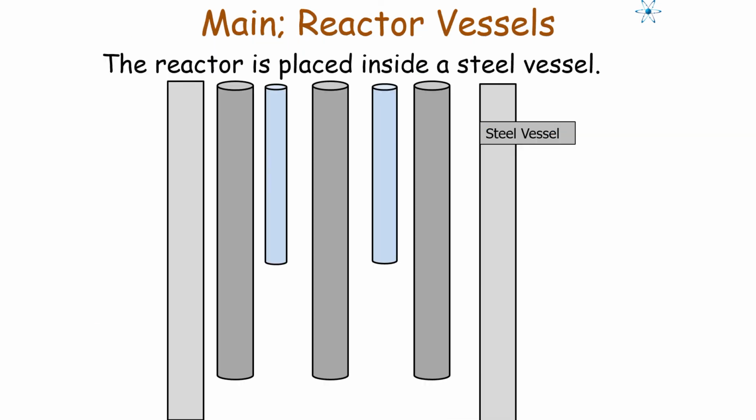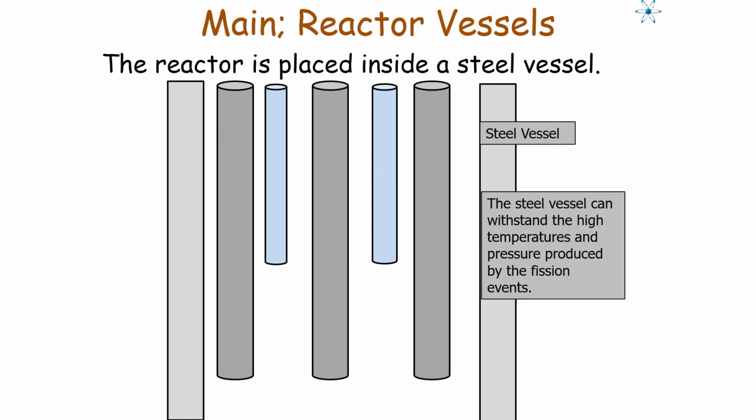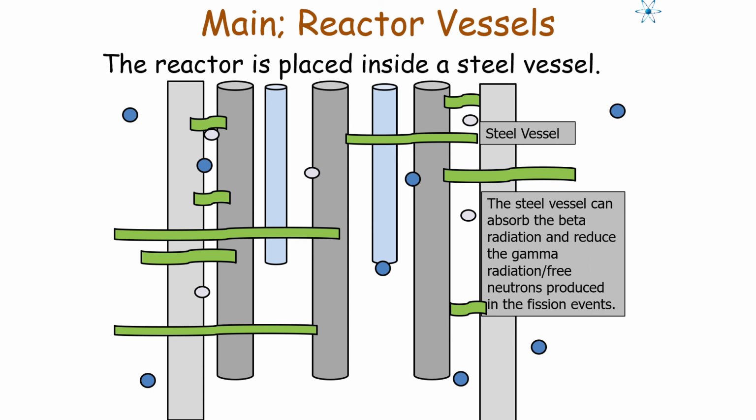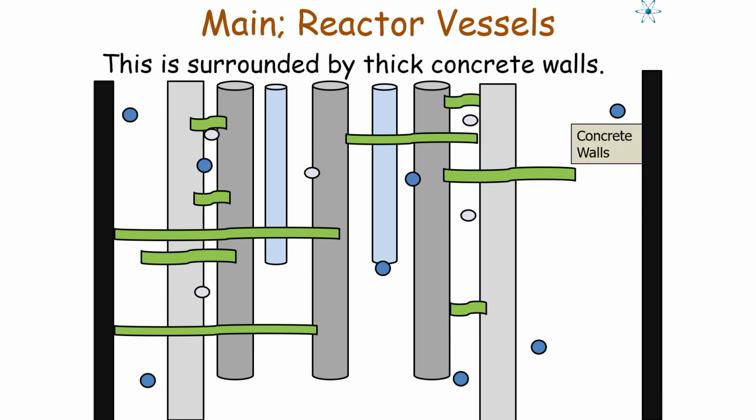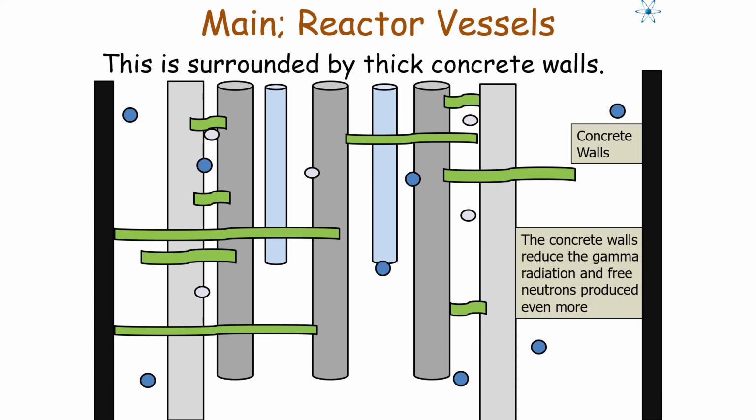Now what do we know? The reactor is then placed inside a steel vessel. The steel vessel is used because it can withstand high temperatures and pressures produced by the fission events. The steel vessel will also absorb beta radiation and reduce the amount of gamma radiation and free neutrons produced in fission events. But to further minimize this, we can surround this in thick concrete walls, and the thick concrete walls will reduce gamma radiation and even more of the free neutrons released in the fission process.